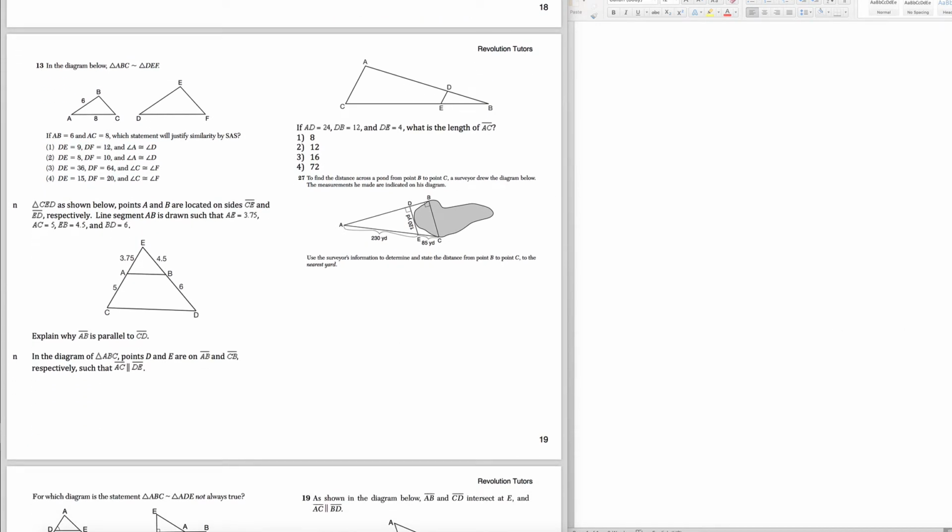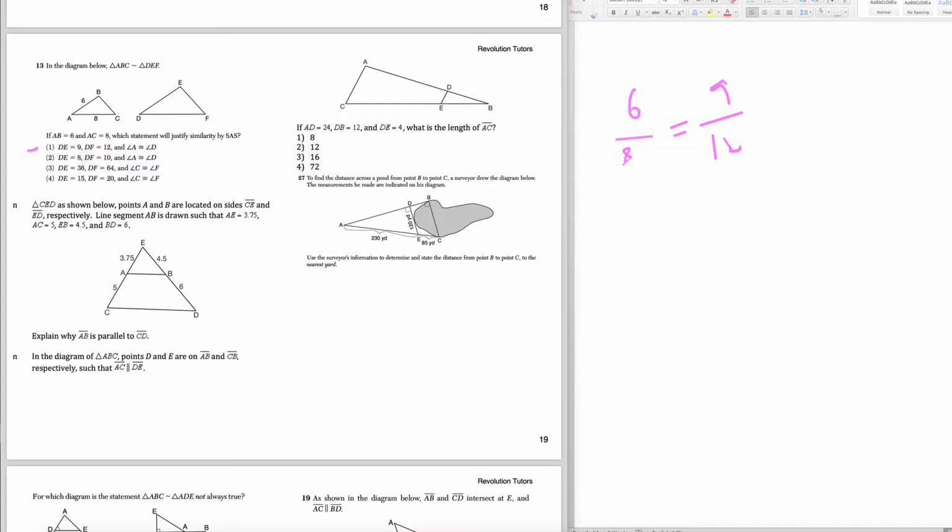Okay, now this one is a little bit tougher. It's a similar idea though. Which ones justify similarity by side, angle, side? So two of them are going to work. Watch, 6 over 8 equals 9 over 12. Does that work? That does work. They're both divided by 3 over 4. Yeah, so that works, okay.